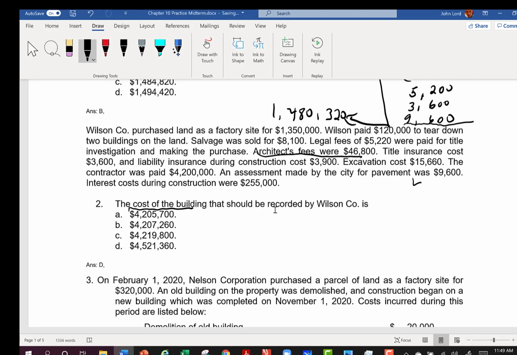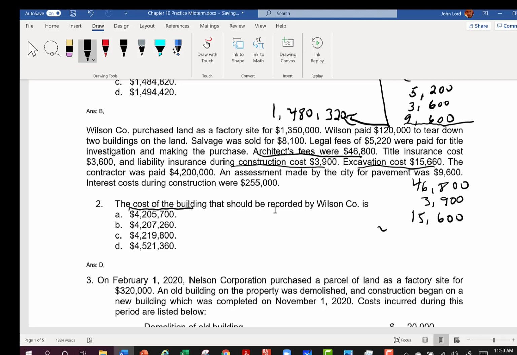This is the same fact pattern until we run into those architectural fees, right? Blueprints, drawings, all of that is part of the cost of the building here. Okay, liability insurance during construction, right? Yeah, we're going to pick that up because that's for the actual construction of the building, right? Okay, what else? The excavation cost. Yep, got to pick that up. Digging a hole for the building is part of the foundation of the building, is part of the cost of the building. The contractor, yeah, that's a big number.